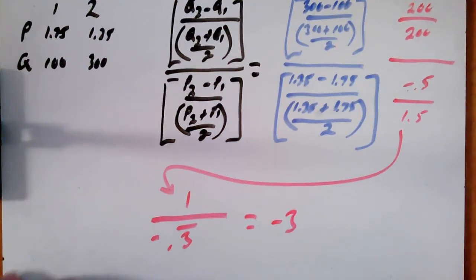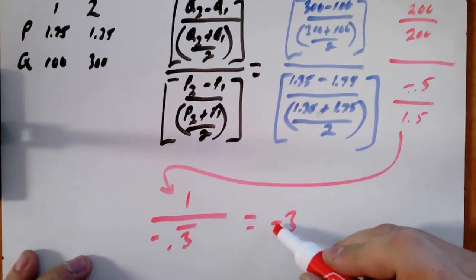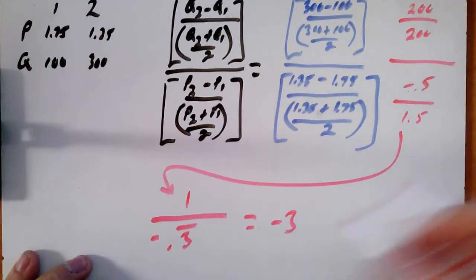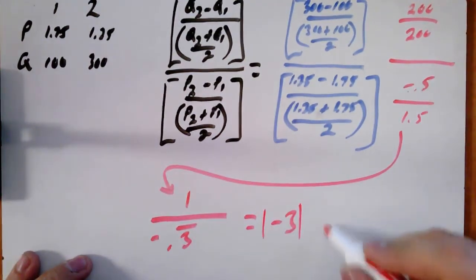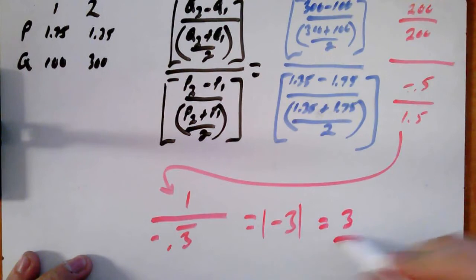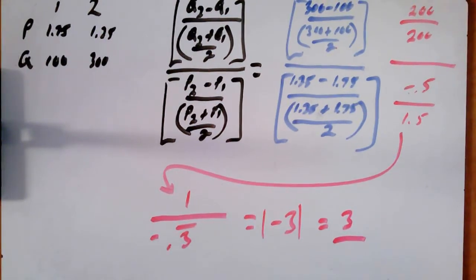Because we're asking about the elasticity of demand, and we know demand is a negative sloping line, we can just not worry about the negative 3. We can actually take the absolute value of negative 3, which is just 3. Therefore, we say the elasticity of demand is 3.